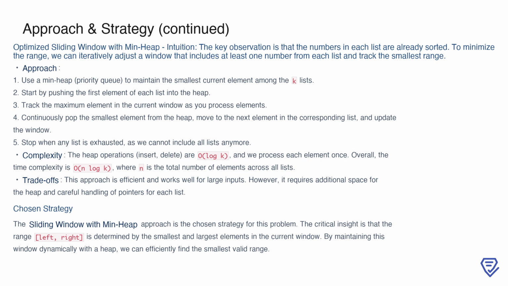Since heap operations like insertion and deletion take O(log k), and each element is processed once, the overall time complexity is O(n log k). While this method requires additional space for the heap and careful handling of list pointers, it is highly efficient for large inputs and avoids the pitfalls of the brute force approach.